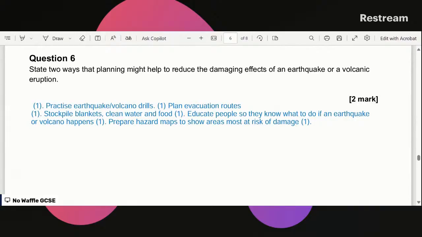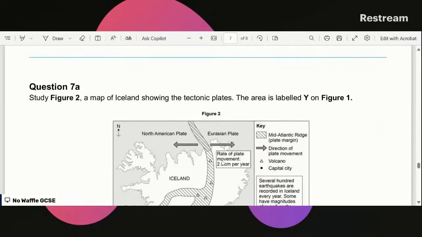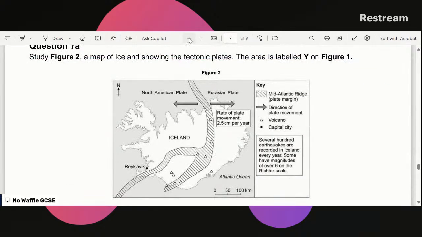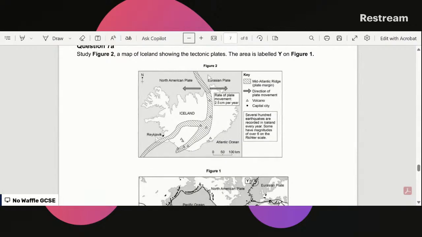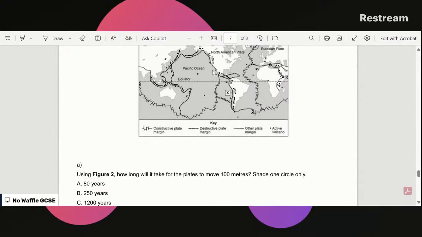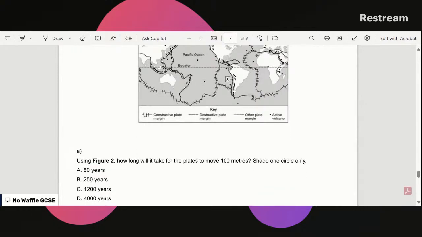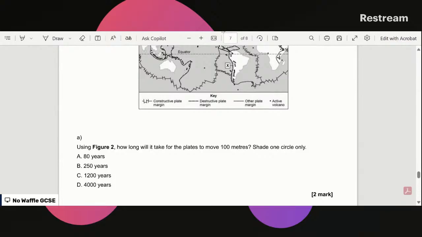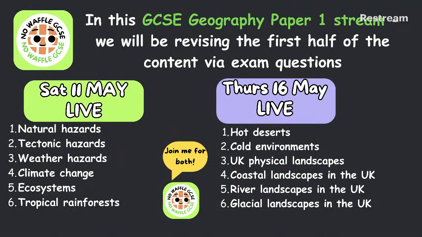Okay, moving on. Here's a map of Iceland, which shows tectonic plates. Okay, we've done a lot of map questions, so let us move on to the next topic, which is weather hazards.